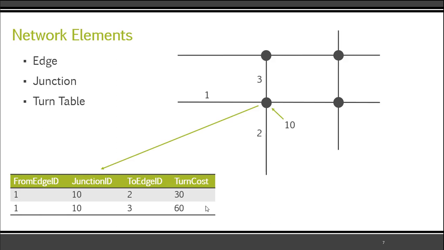And that leads us into turntables. Turntables are built into the network and tell us what the cost is for moving from one network edge to another. So at each junction, there's going to be a table that tells us the time, the cost, that it takes to keep going straight, or to perhaps turn to the right or turn to the left. If you look down here at this example, if this is junction ID 10, moving from edge 1 to edge 2 has a turn cost of 30. If we're moving from edge 1 to edge 3, we have a turn cost of 60.